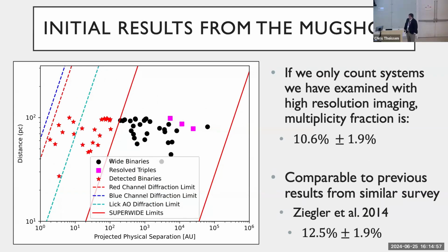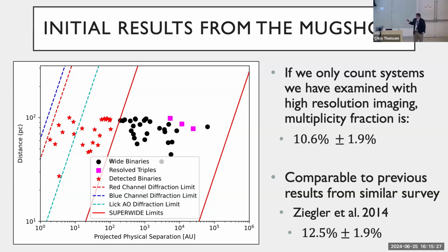If I put these in a projected physical separation versus distance plot, you can see that we're getting down to the diffraction limit of Gemini. These are the red and blue lines over on the far left. Then you have the cyan line that represents Lick as the diffraction limit. Then you have the two solid red lines. Those are the limits of SuperWide at 2 arcseconds and 3600 arcseconds. So you can see all our wide binaries and resolved triples are in here from SuperWide. Everything below is from high resolution imaging.